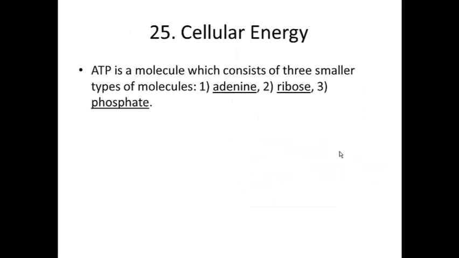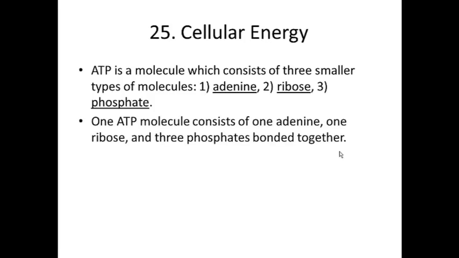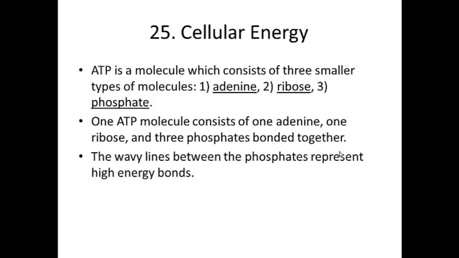Cellular energy. The molecule that is used for cellular energy is ATP. It is made up of adenosine, ribose, and phosphate. So ATP stands for adenosine triphosphate. So there's one adenine, one ribose, and 3 phosphates.